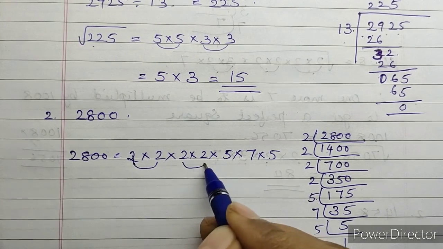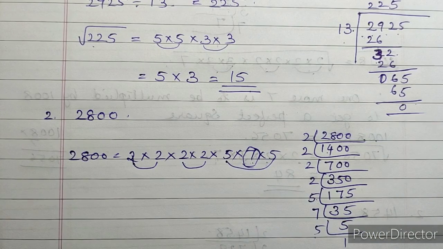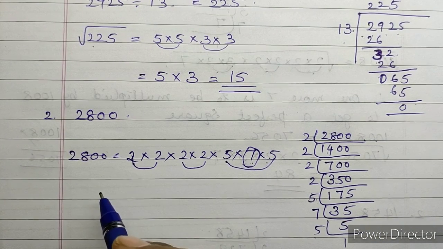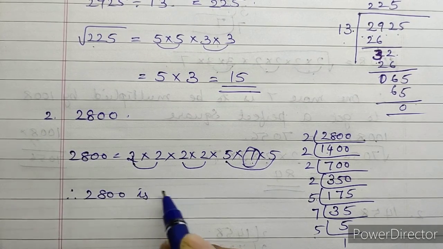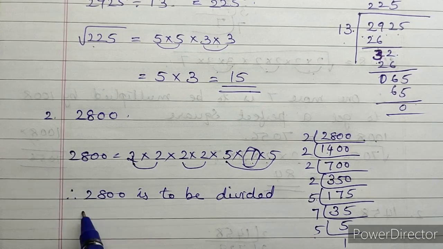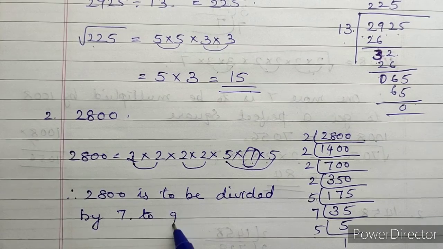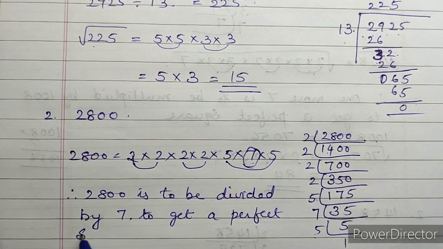So pair them up. This is also one pair. So this 7 is alone. It doesn't have any pair. So what do you have to do? Therefore 2800 is to be divided by that extra number 7 to get a perfect square number. So when you divide 2800 by 7, you will get the new number.